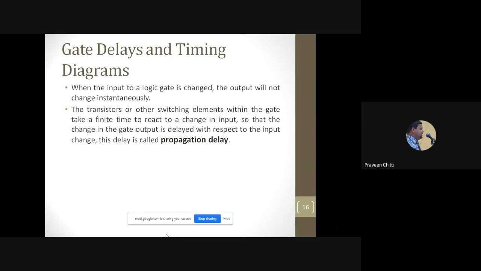Okay. Whenever you apply the inputs to the gate, the output of the gate will not change immediately. When the inputs are applied, after some time, outputs will be changed or reflected. So this delay between the appearance of the input and the availability of the output is called the propagation delay of the gate. And because of this propagation delay, glitches occur in the logic circuit or combinational circuits. So we'll see how to take care of these gate delays or propagation delays.